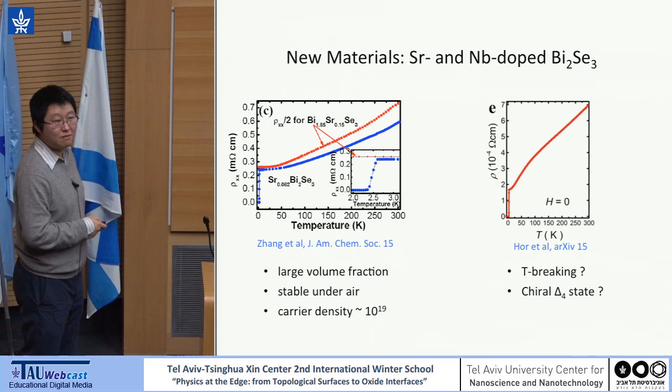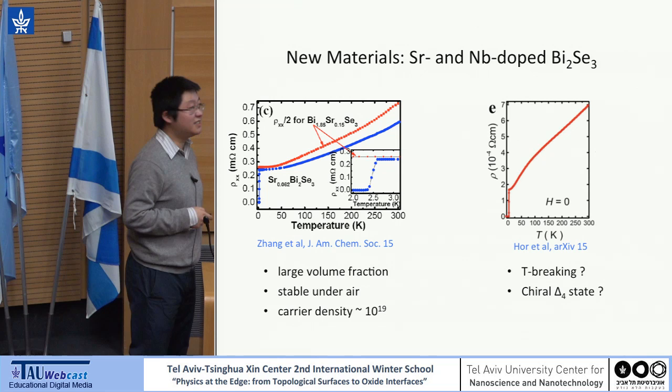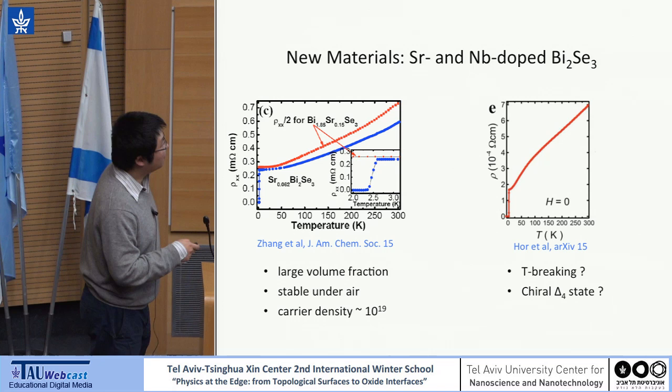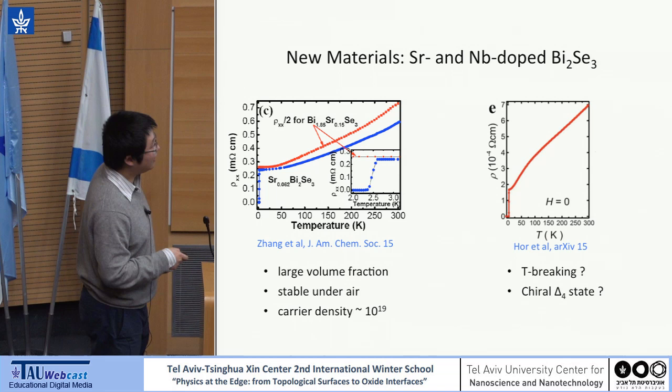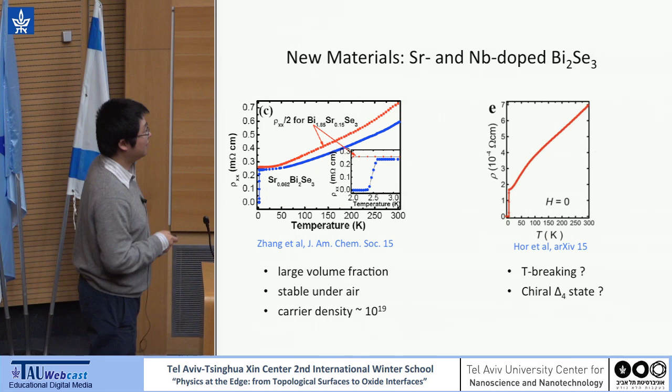And if you remember Harold Huang's talk yesterday, it's actually quite interesting that such a low carrier density system can have such a relatively high Tc of a few Kelvin. And I think it's an interesting open question. So why can these low carrier density systems have such a high Tc? For the case of niobium doped bismuth selenide, there's some claim that the superconducting state coexists with magnetism, and that may be an evidence for a time reversal breaking superconducting state. But I think still there's many open questions.